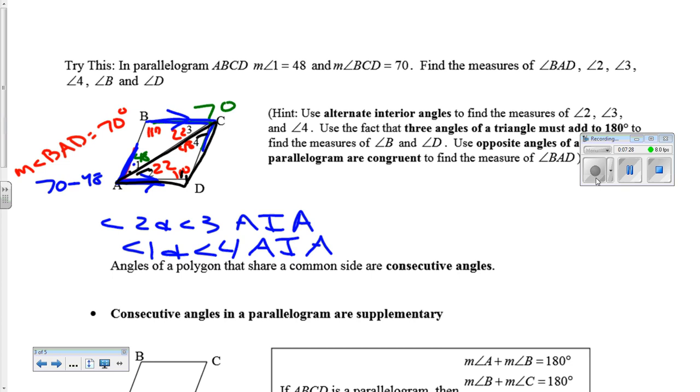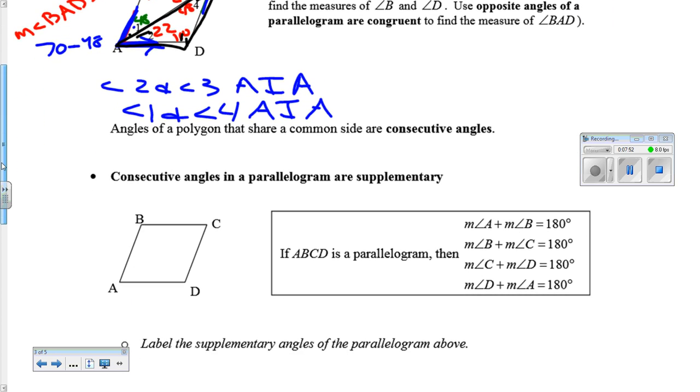Now, take a look at that. Look at angle B. The measure of angle B is 110. The measure of angle C is 70. What is the sum of those two measures? Angle C is 70 and angle D is 110. What do those add up to? Angle D is 110, angle A is 70. What do they add up to? Are you starting to notice something? And that will lead us into our next property.